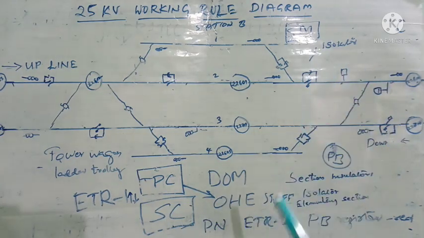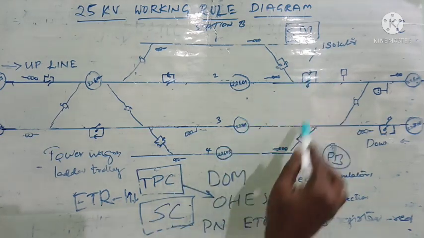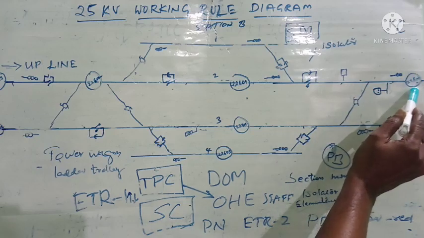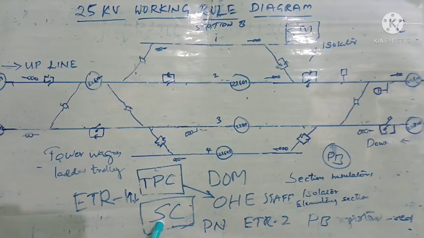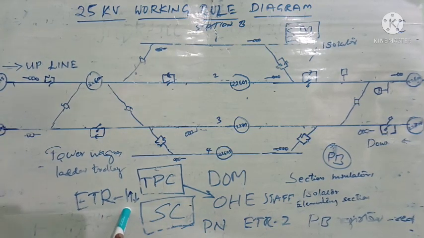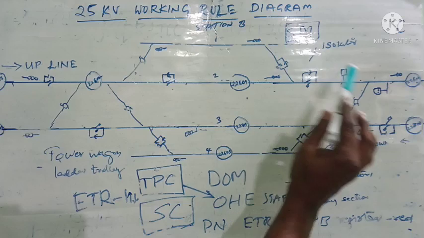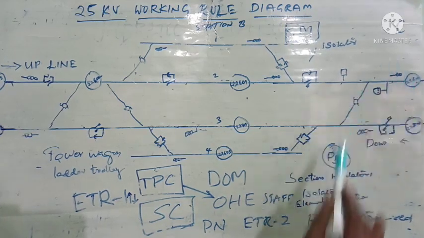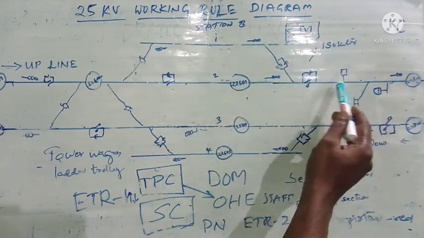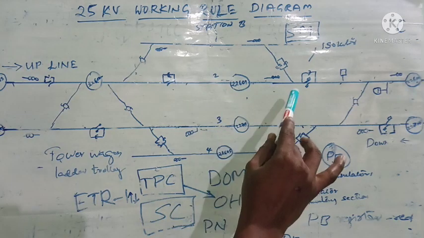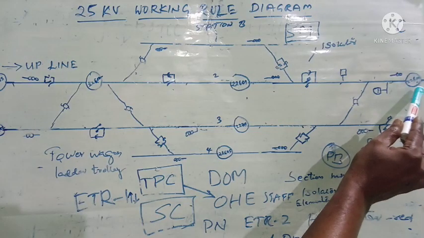Now let us see the procedure of availing this emergency power block. TPC wants an emergency power block to undertake the repair work in elementary section 22600. So the TPC will inform the section controller under ETR form 1 that he is going to take emergency power block in this section from so and so time to so and so time. Immediately the section controller will call the station masters of both the stations. As in the case of programmed power block, he will give the message that the power block is going to be introduced in elementary section 22600.